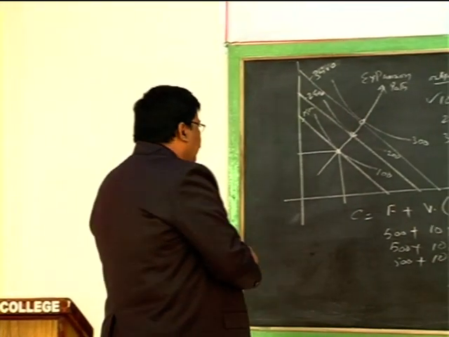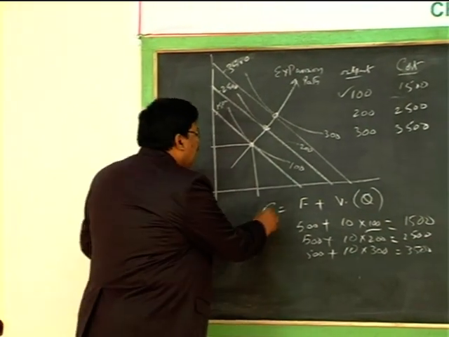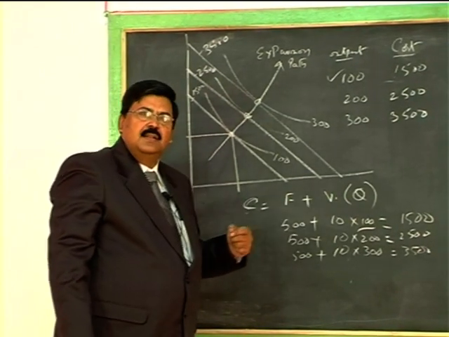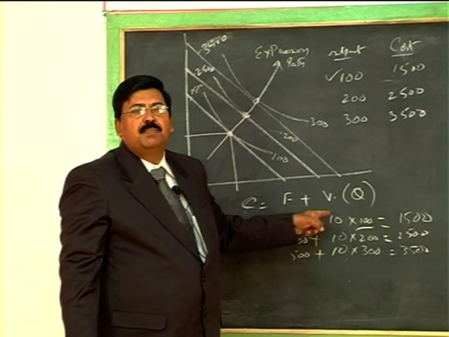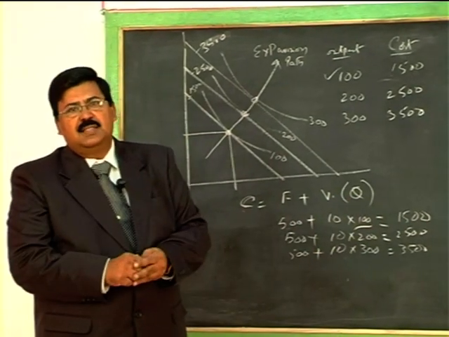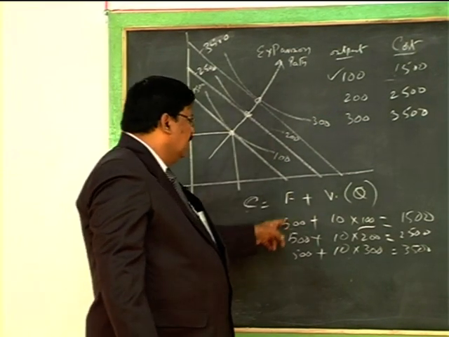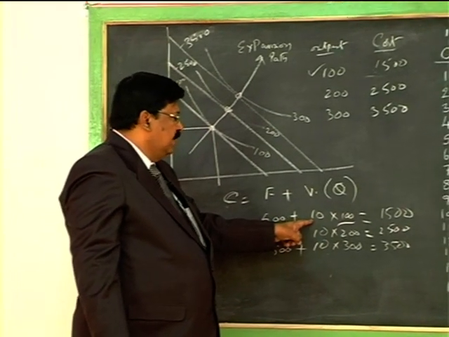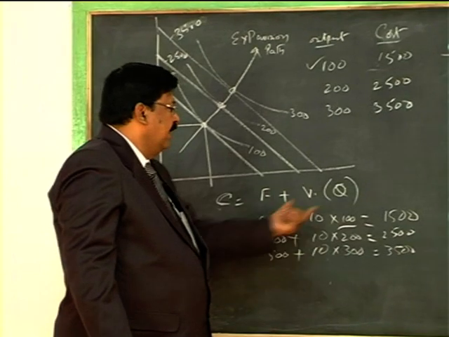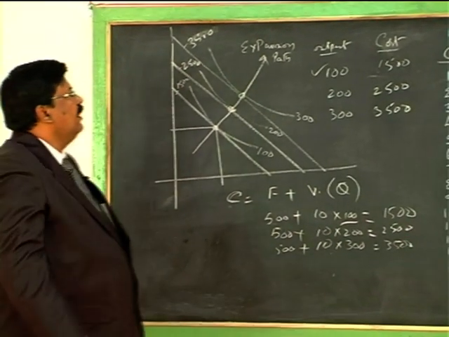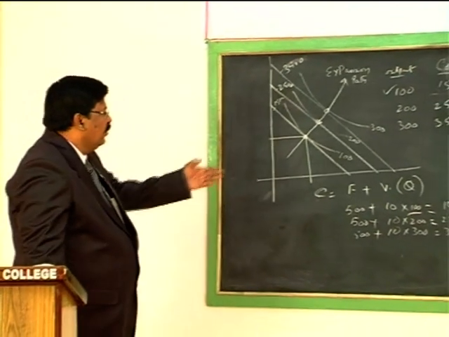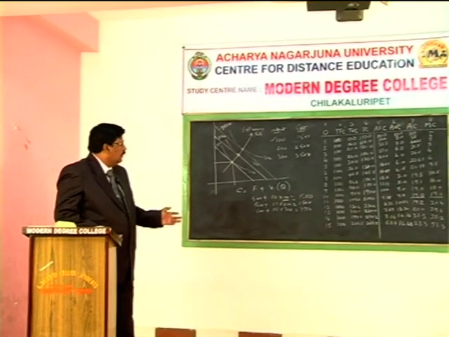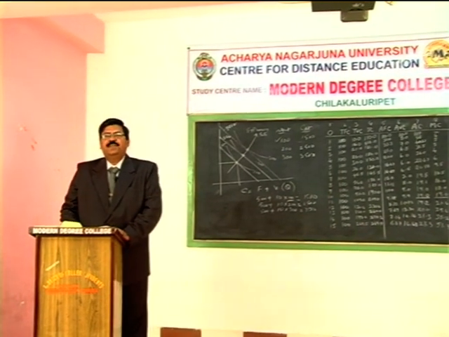Now, you can also write the cost function as C equals F plus B into Q, where C stands for total cost, F for fixed cost, and B stands for variable cost per unit, which into the number of units gives you total variable cost. In our table, for example, if fixed cost is say 500 and quantity of output is 100, variable cost is 10 per unit. 10 into 100 is 1000, plus 500, gives 1500. So the cost of producing 100 units of output is 1500, and similarly for 200 units it is 2500, and for 300 units it is 3500. This is a simple cost function.